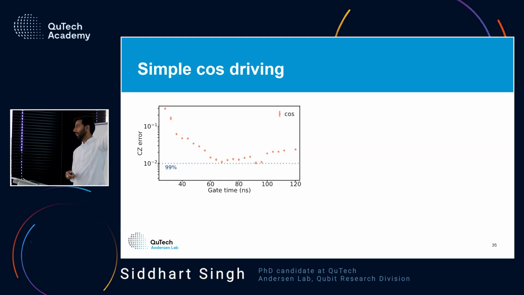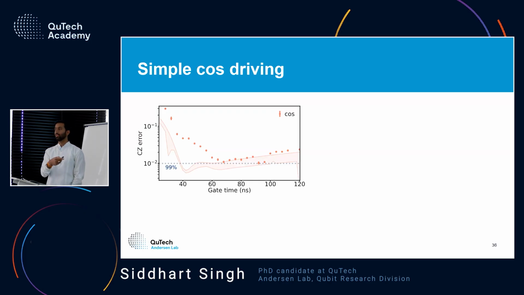99% has been dotted as the fidelity threshold requirement to do quantum error correction. You want to have 99% fidelity to be able to make your logical qubit better than the physical qubits, and this is the number which we want to hit. And with the cosine envelope, we see this. This is the simulation, and the measurements follow the simulations closely. There is a spread accounting for the system parameters uncertainty.